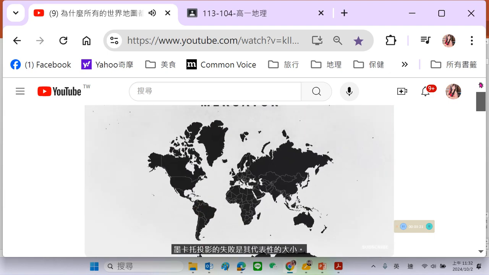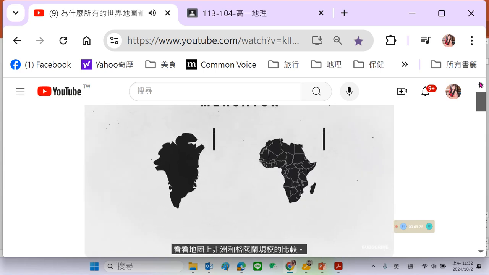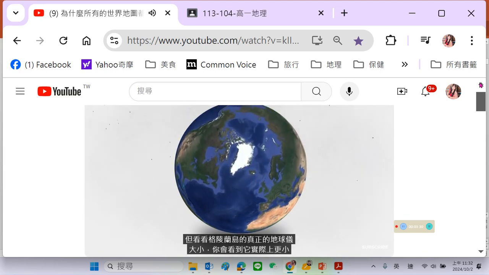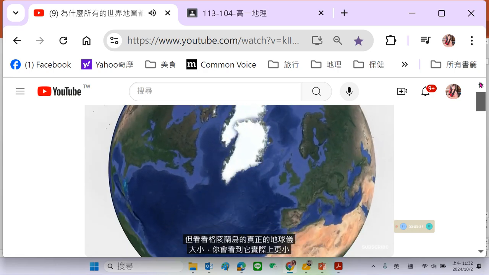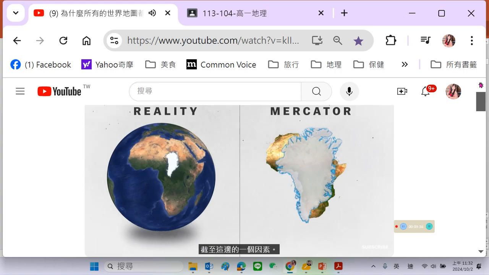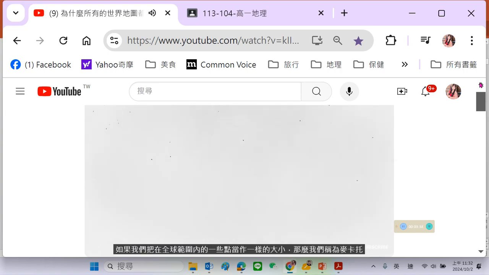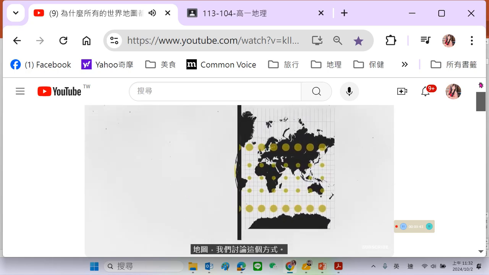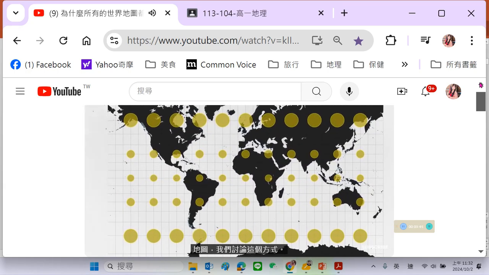Where the Mercator fails is its representation of size. Look at the size of Africa as compared to Greenland. On the Mercator map, they look about the same size. But if you look at a globe for Greenland's true size, you'll see that it's way smaller than Africa, by a factor of 14, in fact. If we put a bunch of dots onto the globe that are all the same size, and then project that onto the Mercator map, we will end up with this. The circles retain their round shape, but are enlarged as they get closer to the poles.